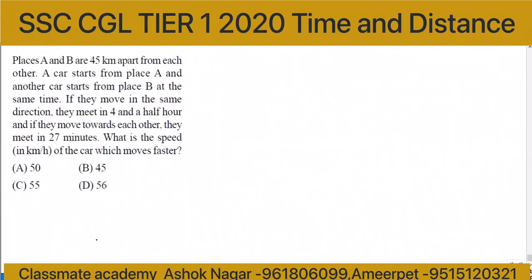Places A and B are 45 kilometers apart from each other. A car starts from place A and another car starts from place B at the same time. If they move in the same direction, they meet in 4.5 hours. Same direction means what is the relative speed? The relative speed is speed A minus B. A minus B, 45 kilometers, it can cover in how many hours? 4.5, which is 9 by 2 hours.